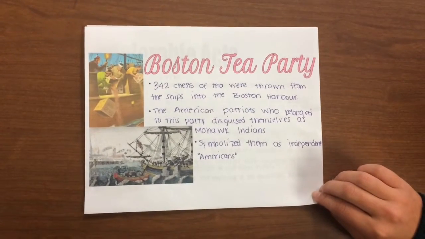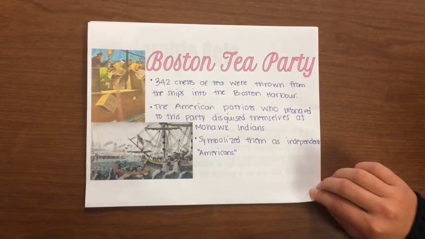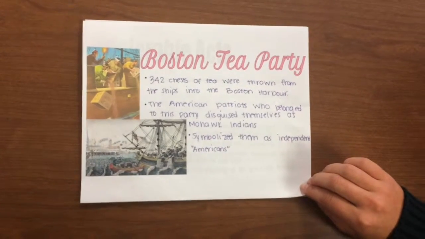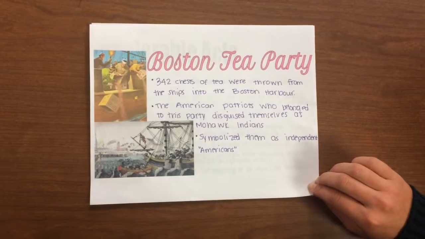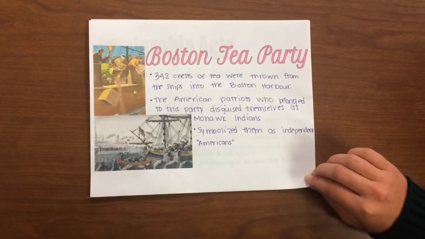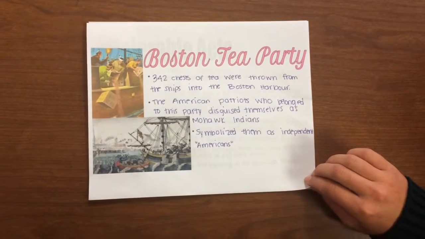The Boston Tea Party. 342 chests of tea were thrown from the ships into the Boston harbor. The American patriots who belonged to this party disguised themselves as Mohawk Indians. These disguises symbolized them as independent Americans, no longer British subjects.